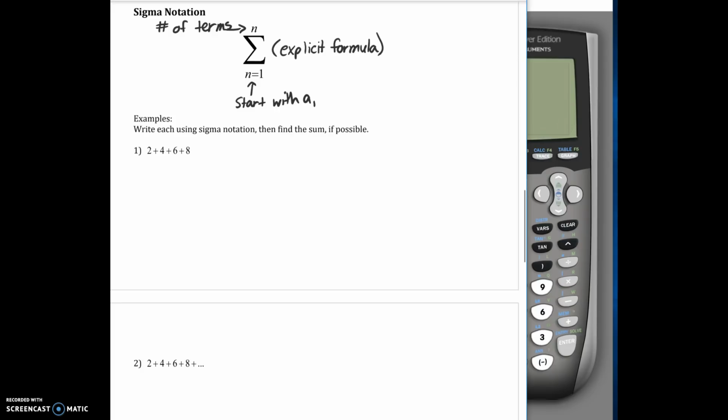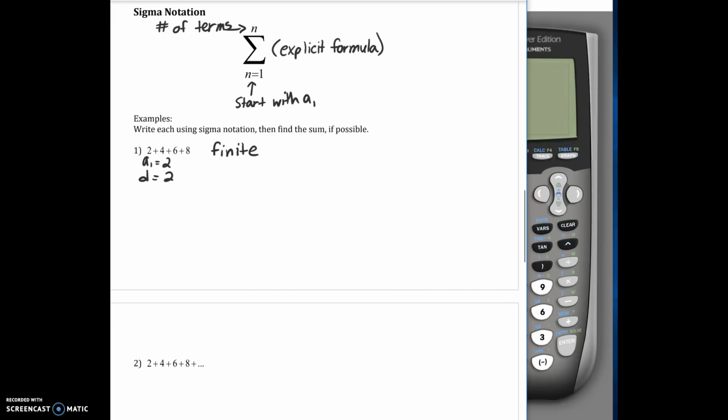So our first one, we have a nice finite series. I think I actually stole this from the front page. We have our A1 is 2. And our common difference is also 2, because we're going up by 2 each time.